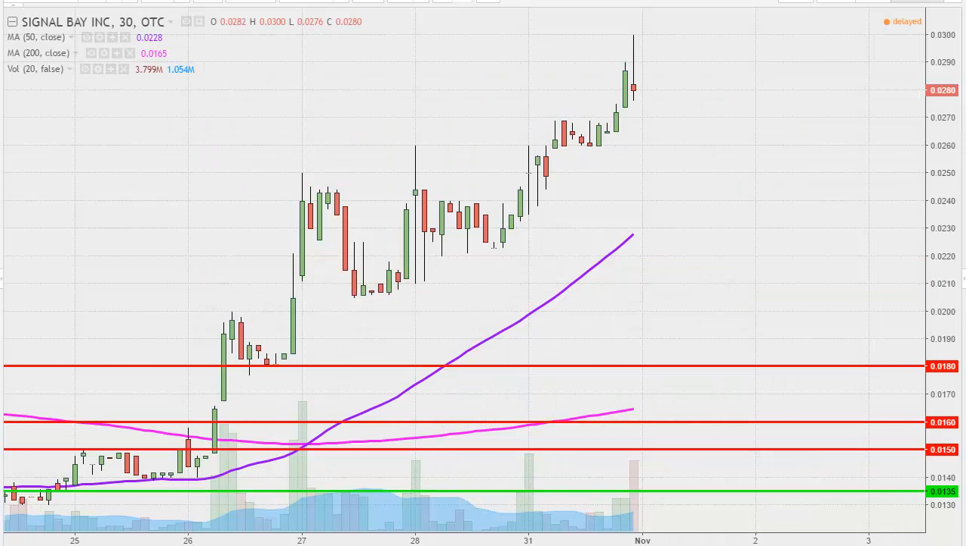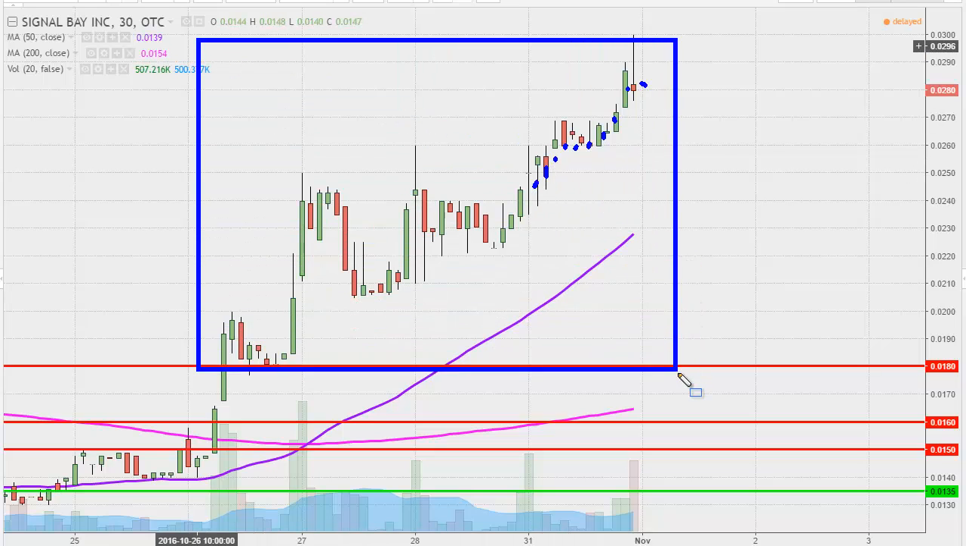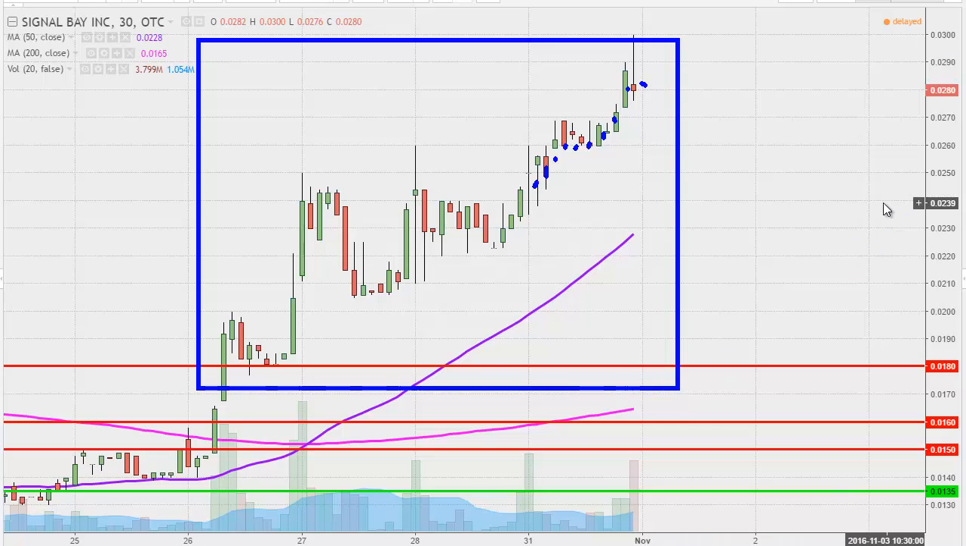Real quick, what do I mean by 30-minute, in case maybe you're new to charts? Instead of each one of these candlesticks here representing one day's worth of price action, which is what you would normally see, each one represents 30 minutes. So while this may look like a few weeks' worth of time right here, it's actually just the past few days broken down into 30-minute time slices.